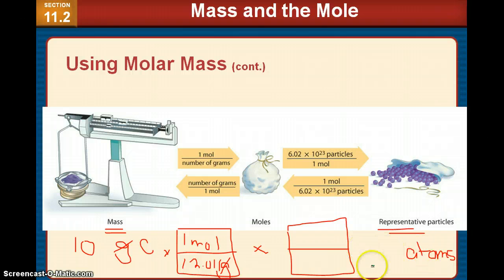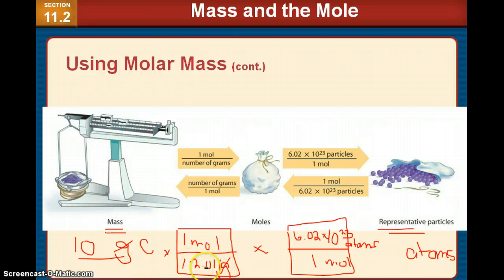How do I go from moles to atoms? Well, 1 mole has to go on the bottom, and my conversion factor to atoms is Avogadro's number, 6.02 times 10 to the 23rd atoms. Okay, I multiply across the top. Multiply across the top, 10 times 1 times 6.02 times 10 to the 23rd.